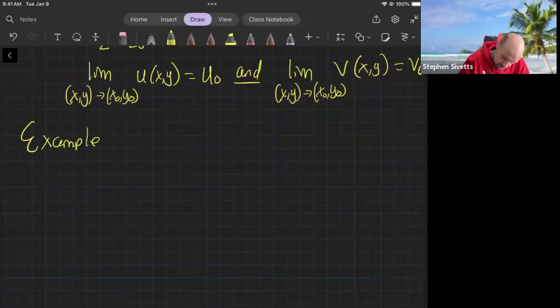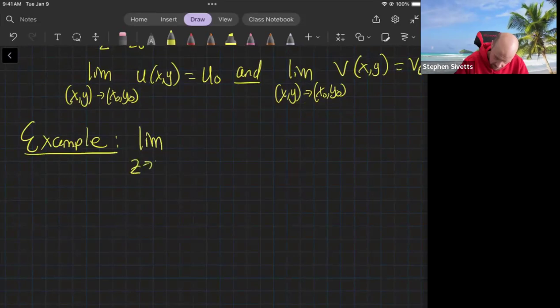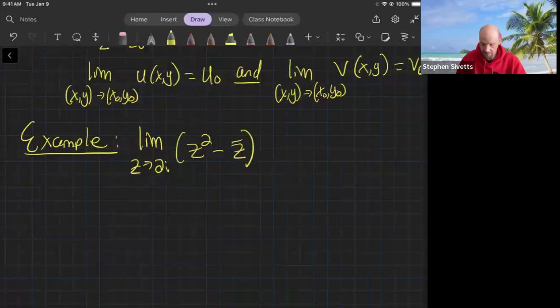So for example, if I have this problem, the limit as z goes to 2i of z squared minus z bar. What's that equal to? I want you to work on this on your own for a little bit. It's not too difficult.